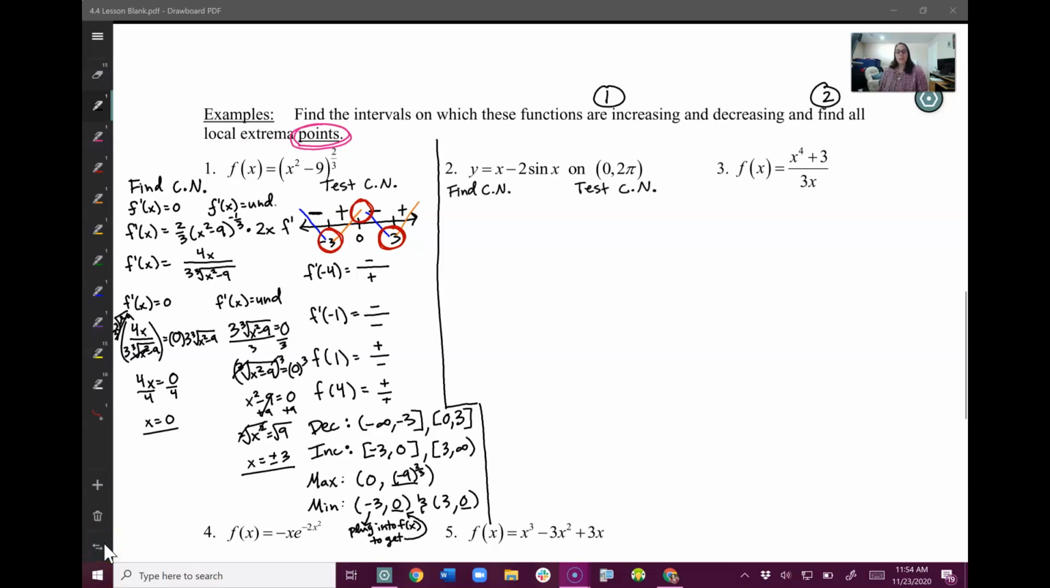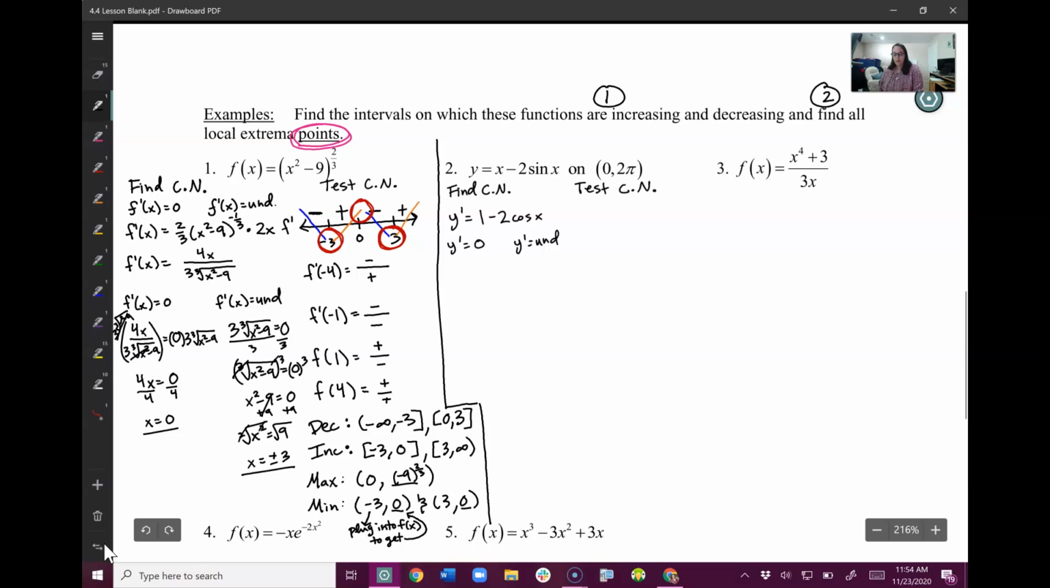Remember that we are doing the first derivative test here, so we need to find critical numbers and then test critical numbers to find increasing, decreasing, and extrema. So to find our critical numbers, we find y prime first. The derivative is going to be 1 minus 2 cosine of x. And then my critical numbers are where it is 0 or undefined.